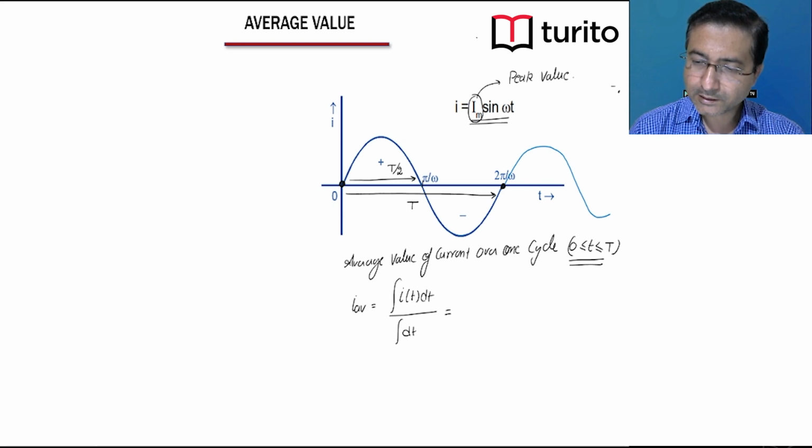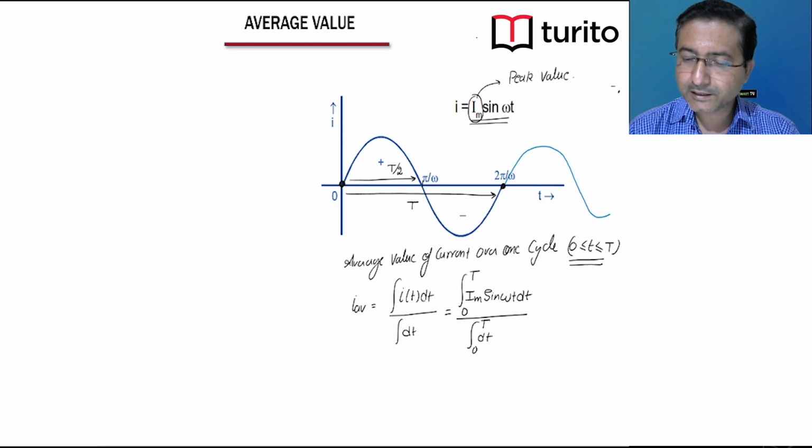So over one cycle means from this point to this point I want to integrate. Let's substitute the function. The function is Im sin omega t dt from 0 to capital T, and then dt from 0 to capital T. In the denominator, the integration of dt will be t, upper limit minus lower limit, so T comes in the denominator. Im is constant, it will come out, and then the integration of sin omega t will be minus cos omega t, right? So minus cos omega t from 0 to T, and omega will come in the denominator.